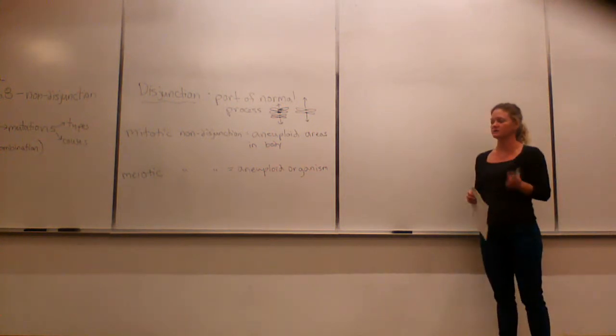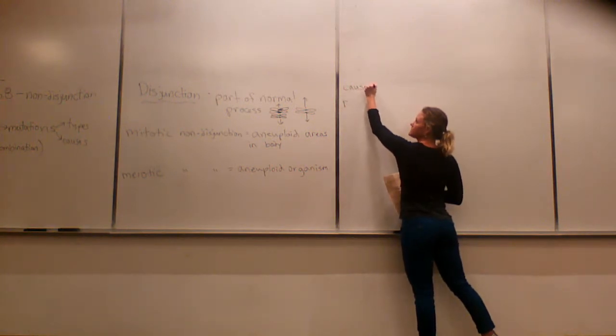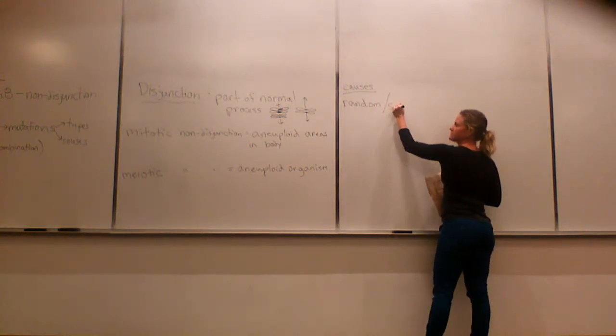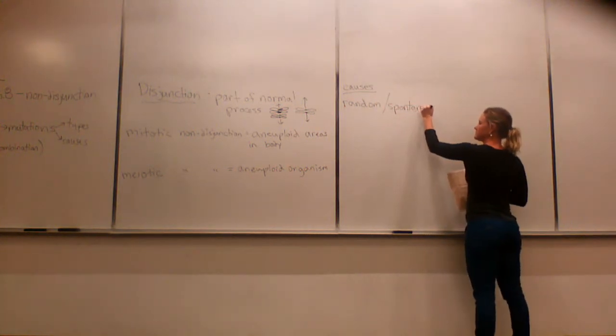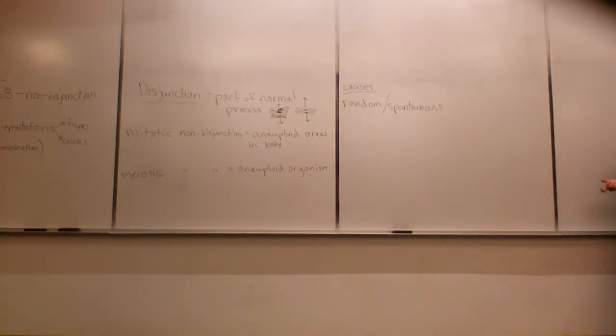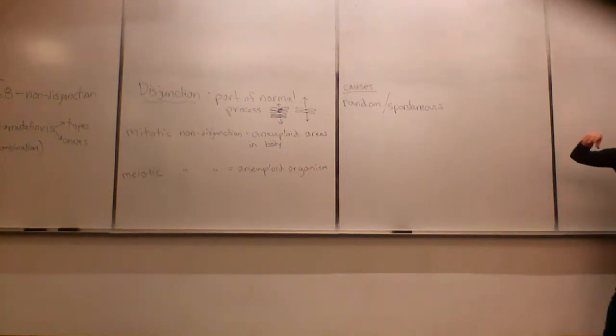For the most part, non-disjunction is fairly random, so the causes of it are somewhat of a random process, so spontaneous. Although, as we mentioned earlier with the old eggs thing, we tend to see this in aging cells more often. So you tend to see mistakes happening in aging cells. You tend to see it happening more often in cancer cells too, right? So it's cells where checkpoints and basic cellular processes have started to degrade to a certain extent for whatever reason.